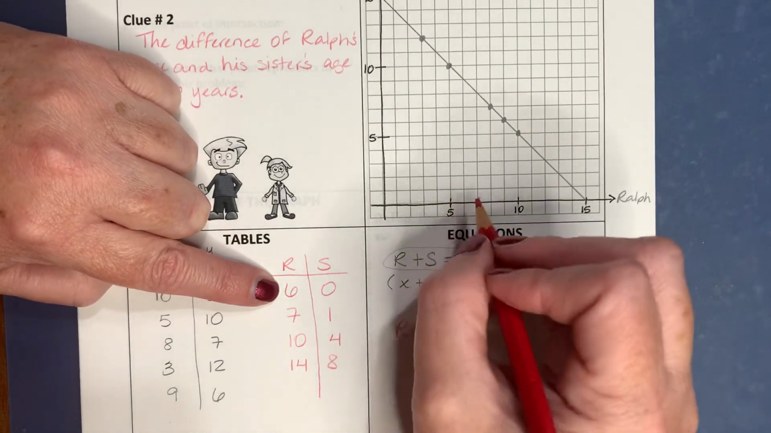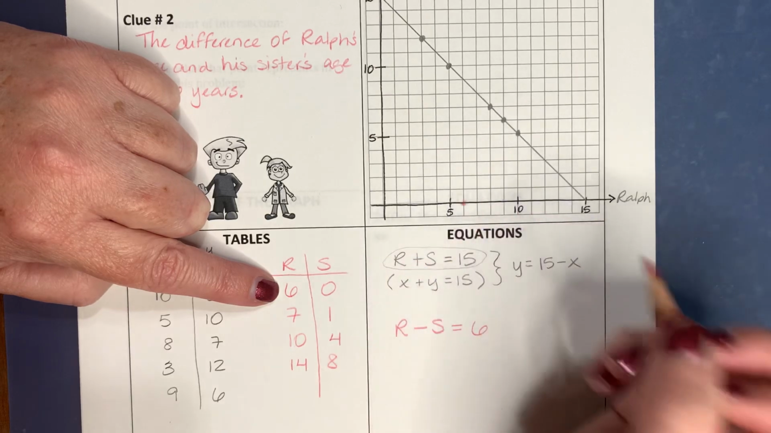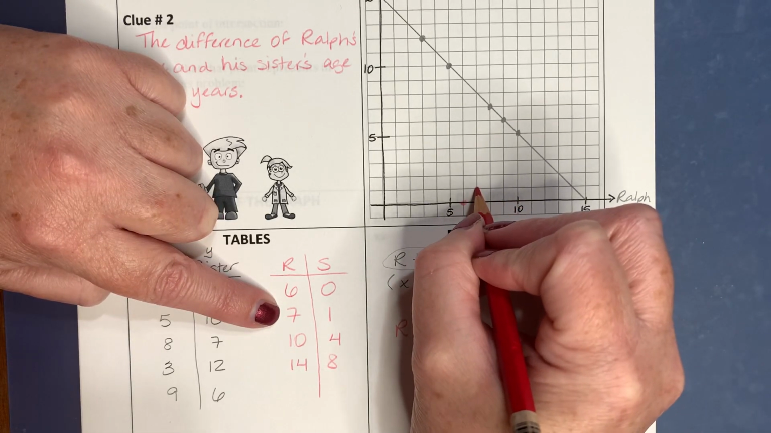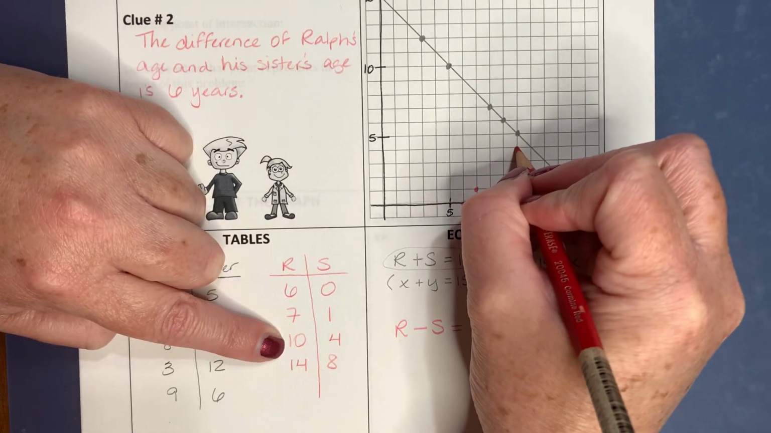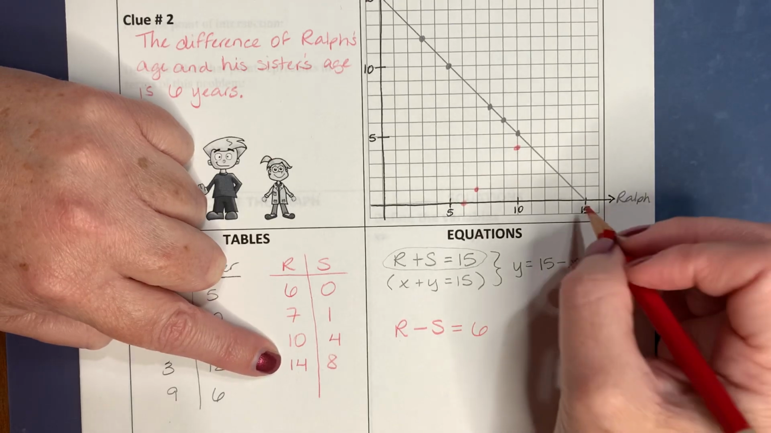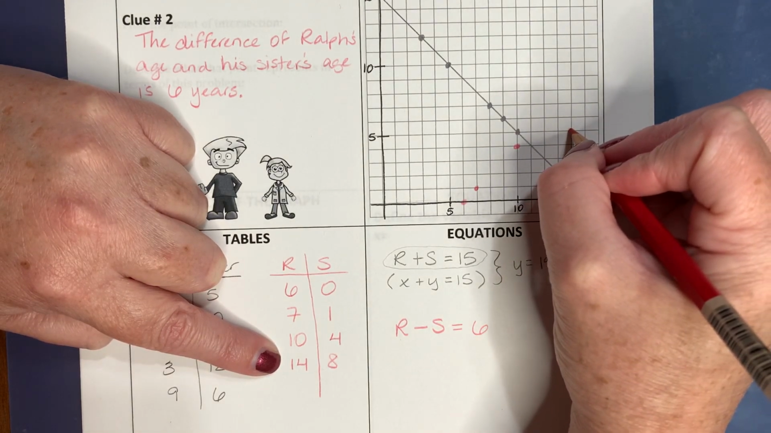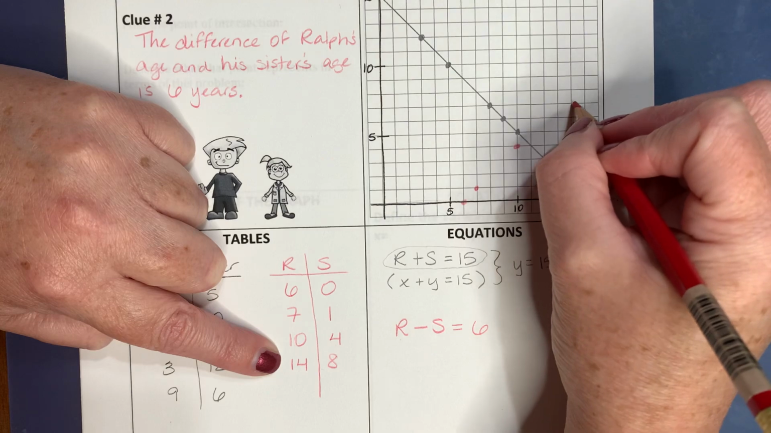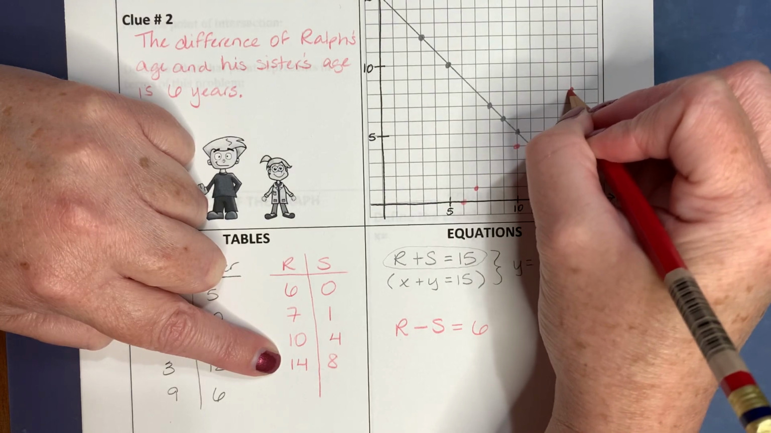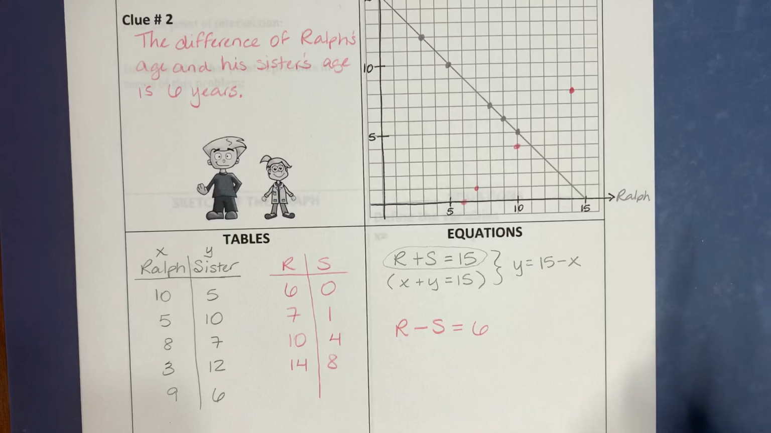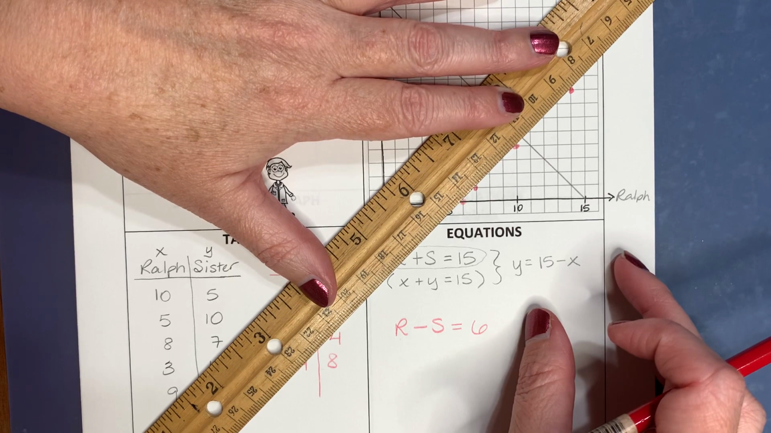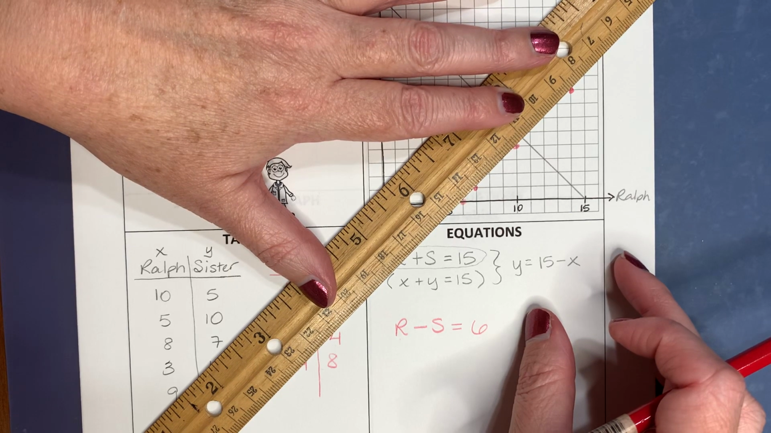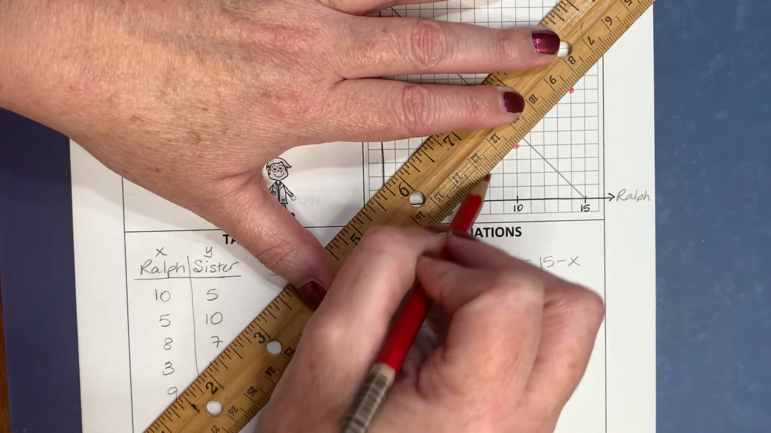So we know that 6 is going to be at 0. 7's going to be at 1. 10's going to be at 4. 14's going to be at 8. 5, 6, 7, 8. And these also, if you look at them, line up to be a line. Right, so notice that. So that's a good line right there. So let's go ahead and put a line there.